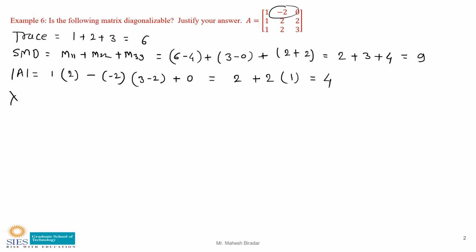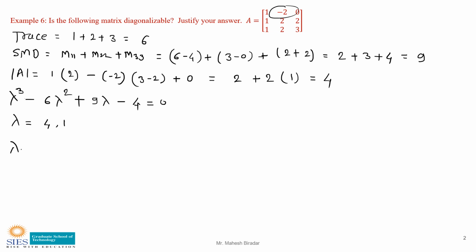Now use the rule to find the characteristic equation, which is lambda cube minus trace times lambda square, which is 6 lambda square, plus SMD, which is 9 lambda, minus determinant of A equal to 0. So if you find the roots of this equation, we get 4 and 1. Again, there is one root which is repeated.